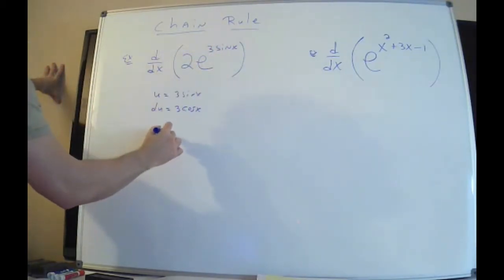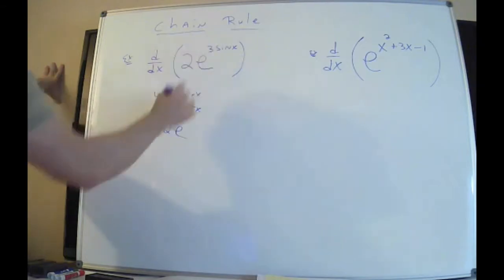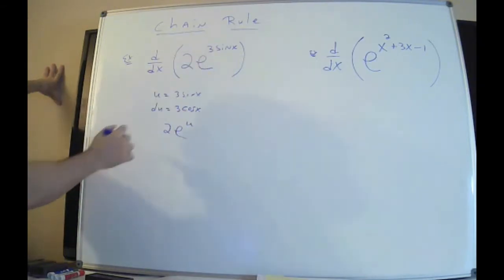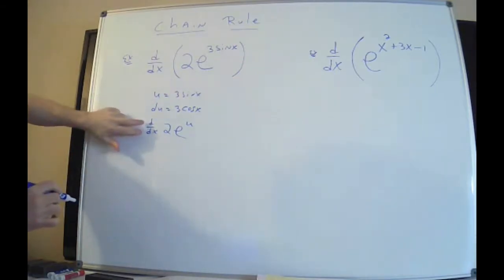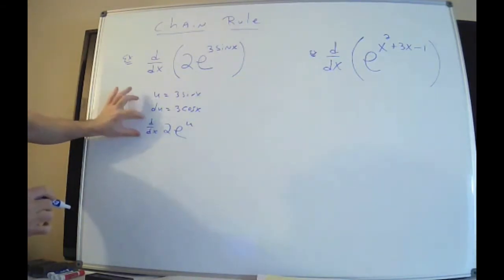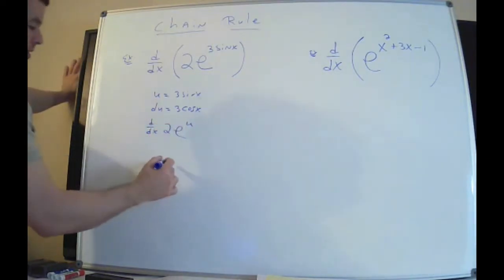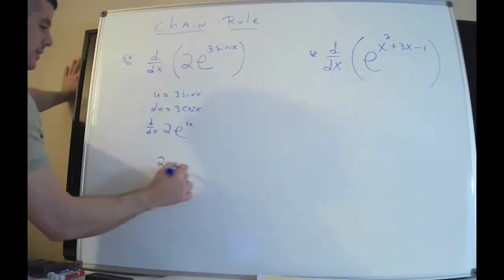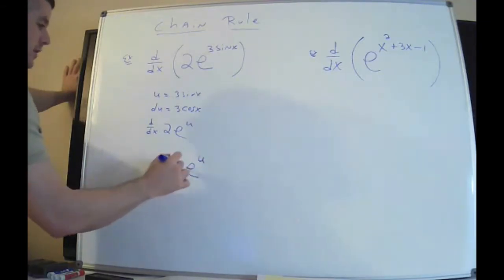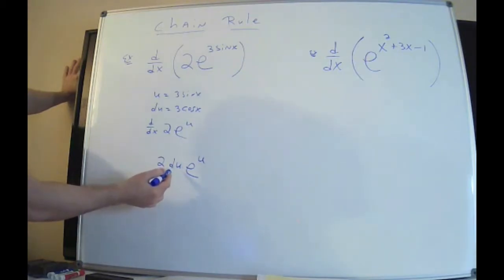I'm going to take 2e, and where 3 sine x is, I'm going to put the u. And I'm going to take the derivative of this, right? d/dx means take the derivative of whatever is next to it. This is like an operator. It's telling you to do something. So the derivative of e to the u is e to the u. But what you do is you put the du in the front of it. I put it in the front because it looks better.